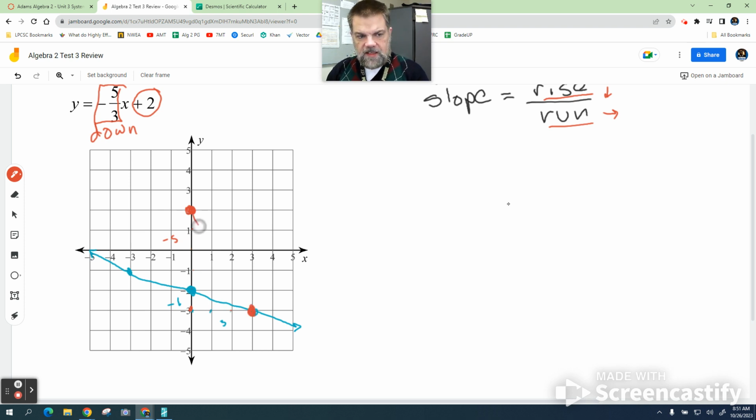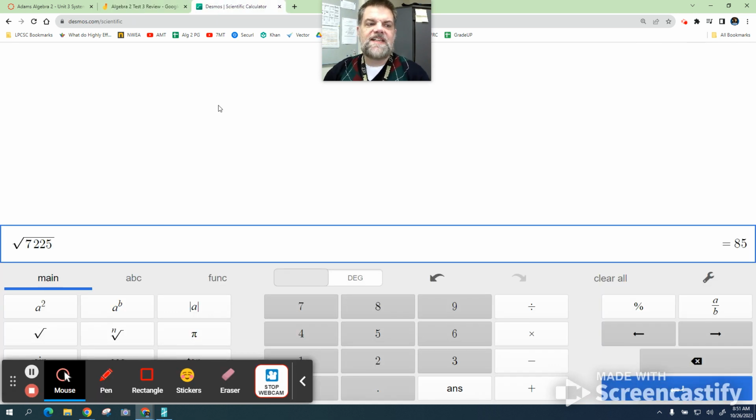Now, I already know where the two lines are going to intersect. And I'm going to do my best to draw a straight line without a ruler. And so what is the point where it crosses? 3, -3. Now, how could I verify that, you guys? Let's do it in Desmos today.